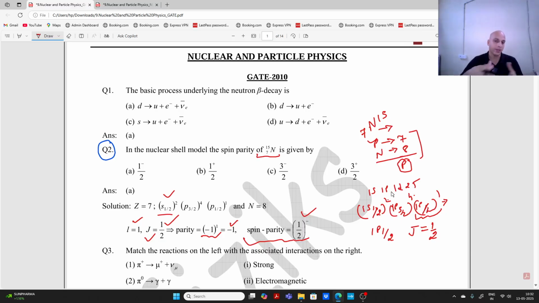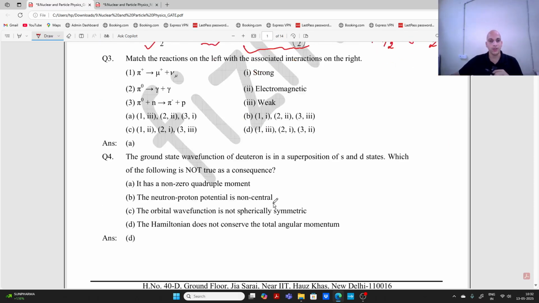So this is the way, a very simple question, but it is simple only when you know the structure of the configuration of the nucleons. Only then it is possible. If we don't remember that sequence, then the thing will become very difficult, right? So this was the first question. Now I am going to the second question.